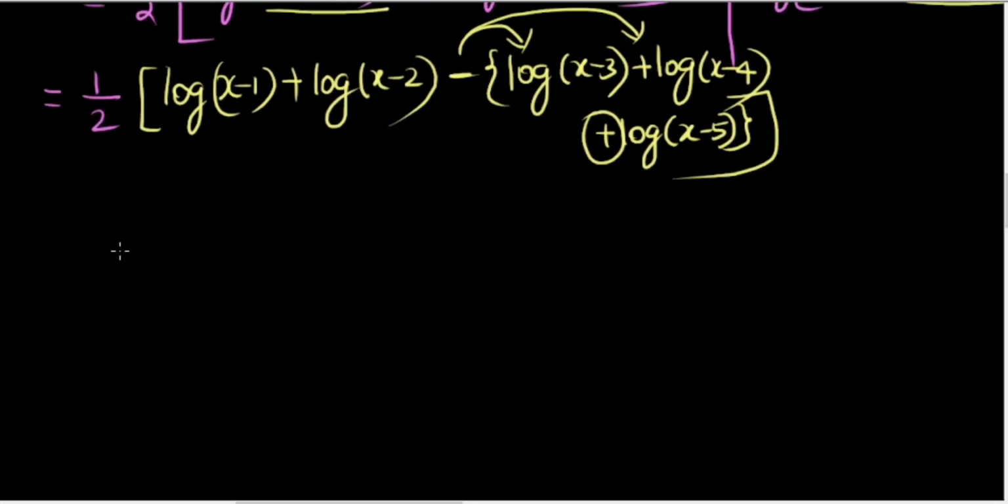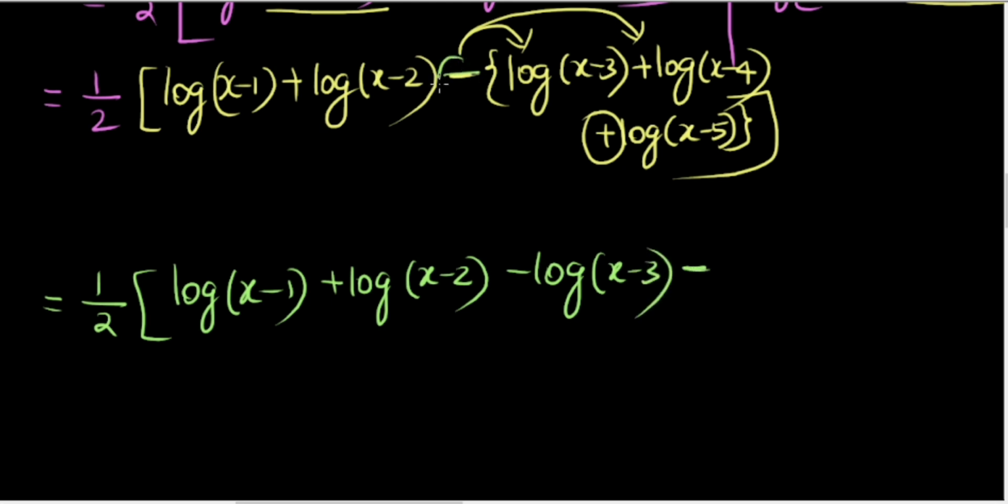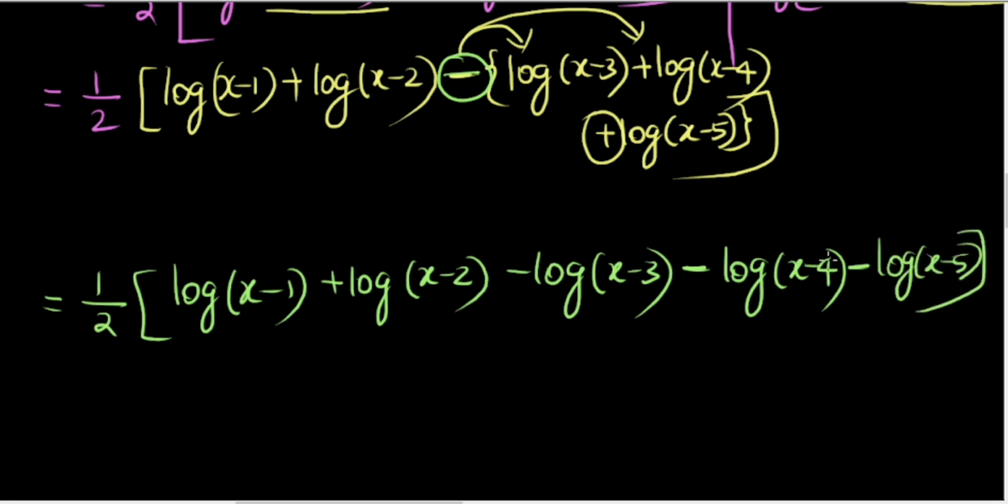So we are simplifying as much as we can. So log of x minus 1 plus log of x minus 2 minus log of x minus 3, and then again a minus sign because this sign goes inside, so minus log of x minus 4, negative log of x minus 5. Now we have split them into individual logarithmic functions perfectly.